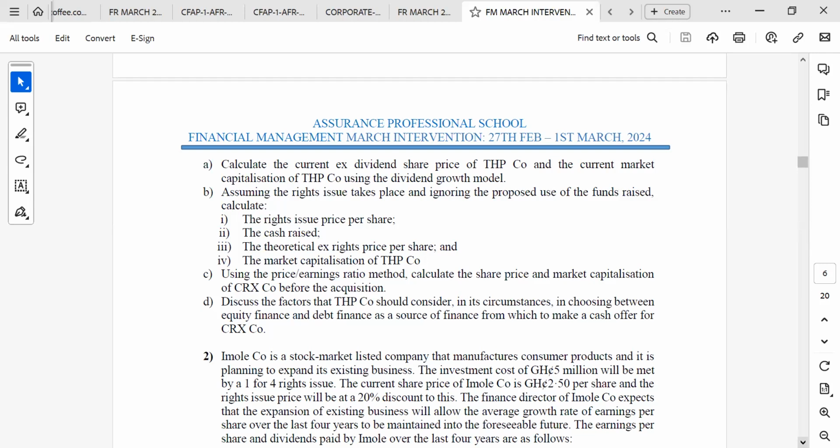Okay, let's move on to the D. Someone should take the D for us. Okay, you said discuss the factors that THP Co should consider in its circumstances in choosing between equity finance and debt finance as a source of finance from which to make a cash offer for CRS Co.